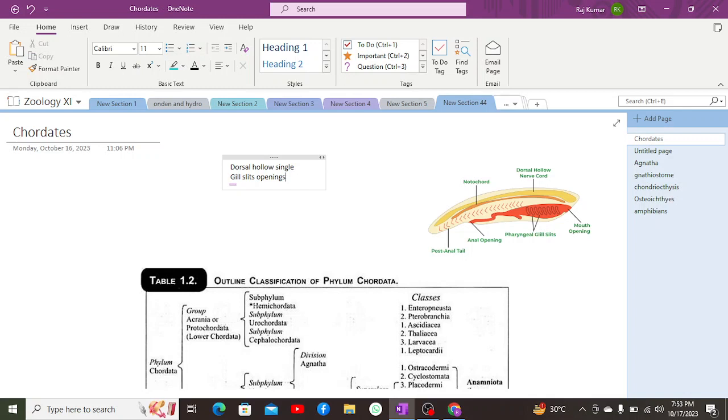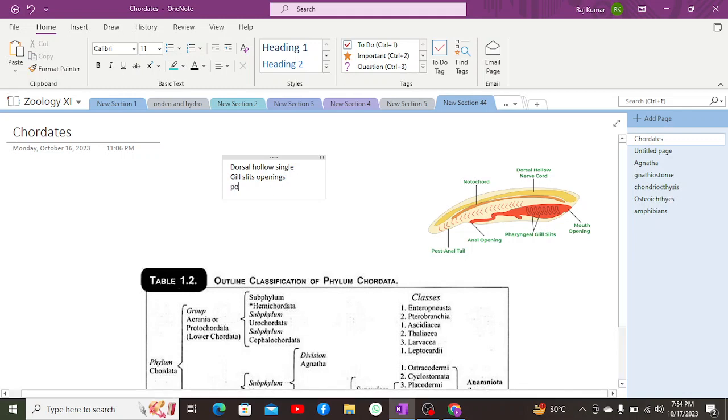In some chordates, the gill slit openings are only present during embryonal development, which means they arise in the embryo and are then converted into lungs or other organs. For example, mammals, including humans, have gill slit formation during embryological development, but after some time the gill slits are converted into lungs.